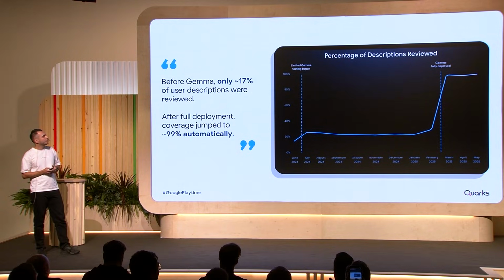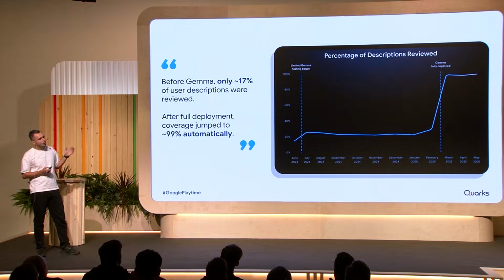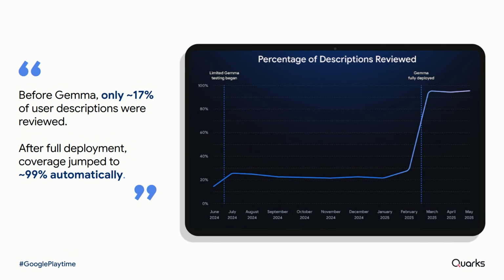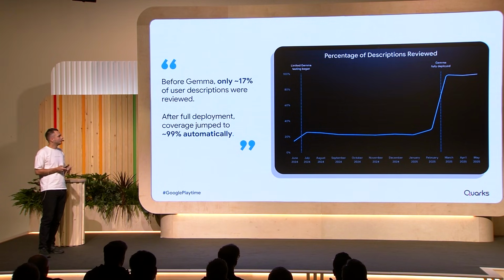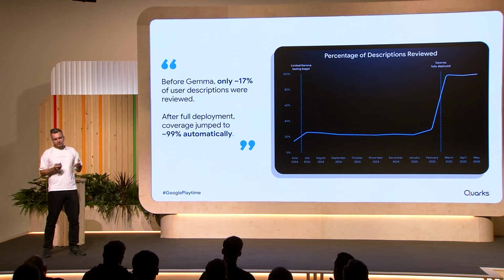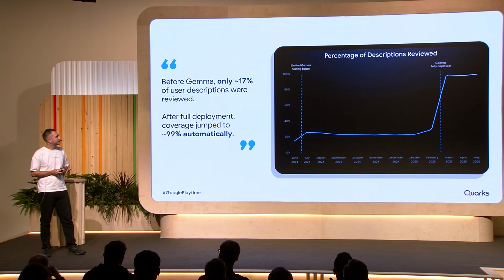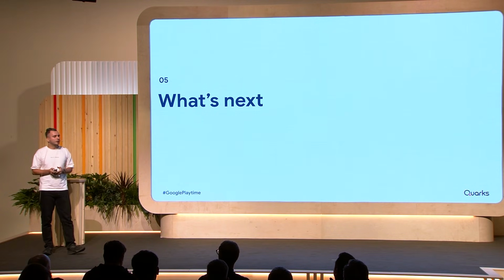I also want to show you the percentage of user profile descriptions reviewed by our moderation team. And as of June 2024, it was only 17% of all user descriptions which we reviewed, and more than 80% was left unseen. And it was a really huge problem that we didn't know what was in those profiles. And we started to integrate Gemma. And after it was fully integrated, in just one night, we increased the percentage to more than 99%. And now our moderation team could just work on a few difficult cases, and our users are much more protected. So what are we planning next?